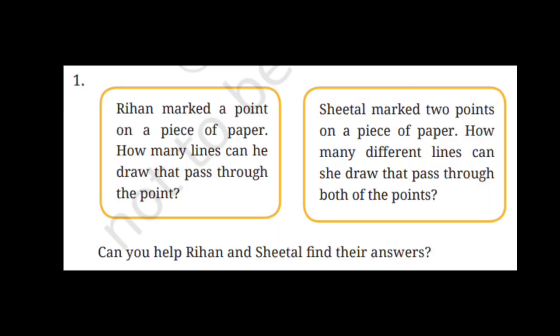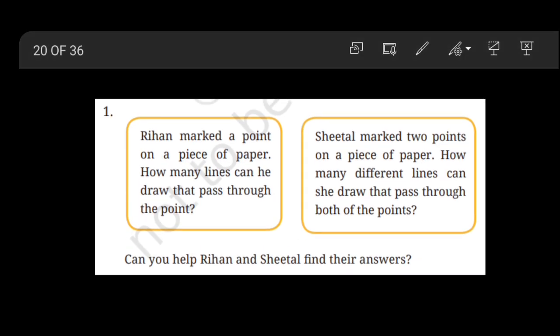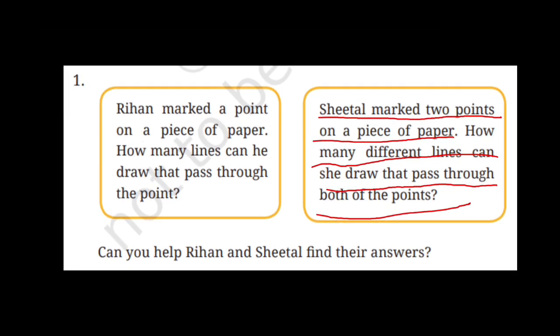Now let us see what Sheetal's problem is. Sheetal marked 2 points on a piece of paper. How many different lines can she draw that pass through both of the points? Now let us help Sheetal. She has drawn 2 points on a piece of paper. Let us try how many lines can pass through them. So she can draw only one line that passes through both of the points.